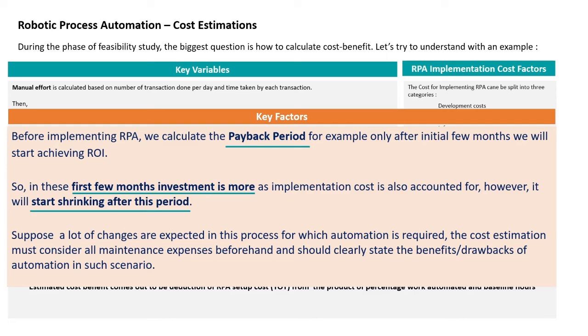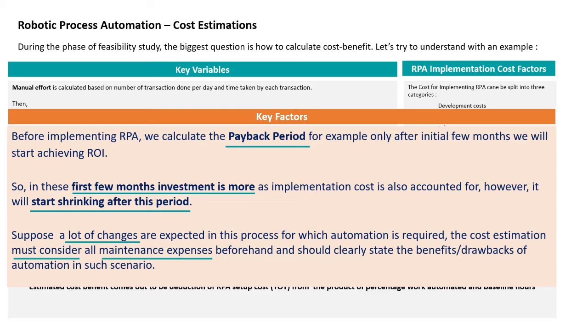Also, there is an important point which needs to be considered while cost estimations, that is, if the process for which we are looking for automation has a lot of changes, then the cost estimation must also consider all the maintenance expenses which will be needed to update the bot simultaneously. So all this should be very clearly stated beforehand, so that the organization can be well aware of the benefits or the drawbacks of this particular automation.